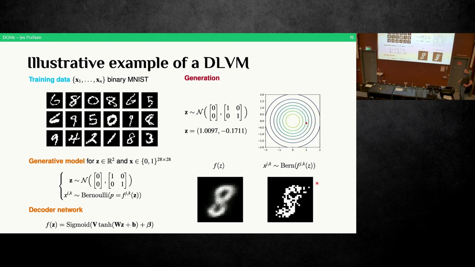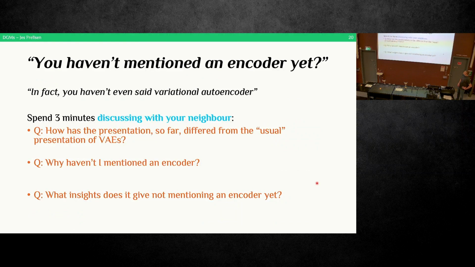So this is the generative process of a deep latent variable model. You already heard about VAEs before, and some of you probably also heard about them outside this course. One thing you probably notice is I haven't said the word variational autoencoder yet. In fact, I haven't even mentioned an encoder. I'm pretty sure you know that there's an encoder in there somewhere, but I haven't mentioned it.